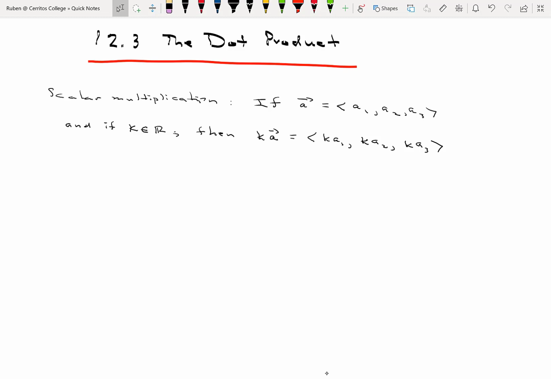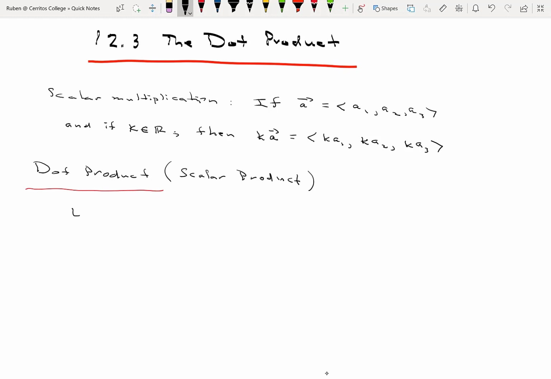Okay, so in this video segment, we're going to take a look at the dot product. The dot product is also called the scalar product, not scalar multiplication, but the scalar product. The reason it's called a scalar product is that the end result of the dot product is a scalar. So let's take a look at what the dot product looks like.